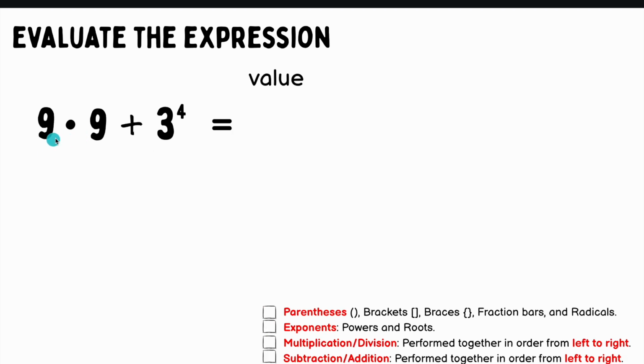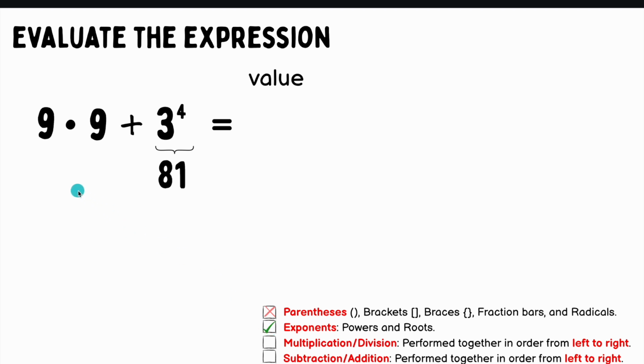Here we have 9 times 9 plus 3 to the fourth power. Let's start by looking for parentheses. I don't see any parentheses. Next step, exponents. I notice we have an exponent, 3 to the fourth power. Let's solve 3 to the fourth power. That's 3 times 3 times 3 times 3. That equals 81. Now we are finished with exponents.